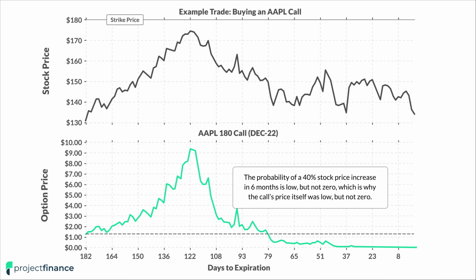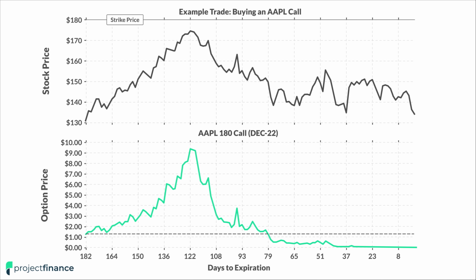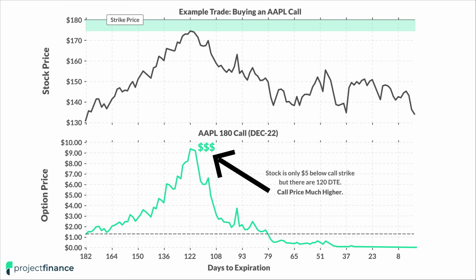Against the odds, Apple's stock price surged to about $175 in the first 60 days of this trade. With the stock price now only $5 below the call's strike price of $180, and with 120 days until the call's expiration, the call's price was now $9, reflecting the increased probability of Apple getting above $180 and providing the call with intrinsic value before its expiration date.